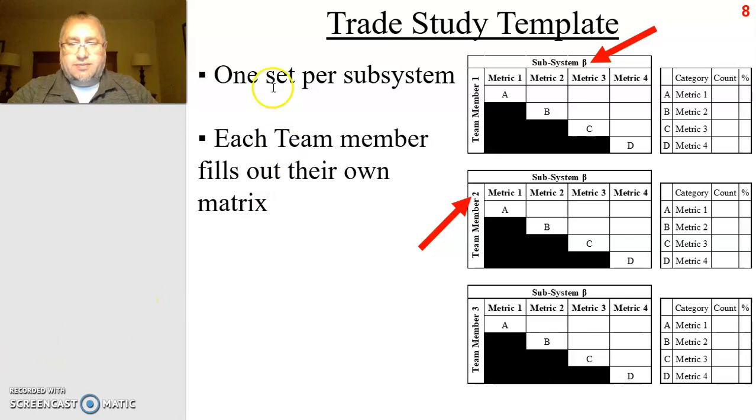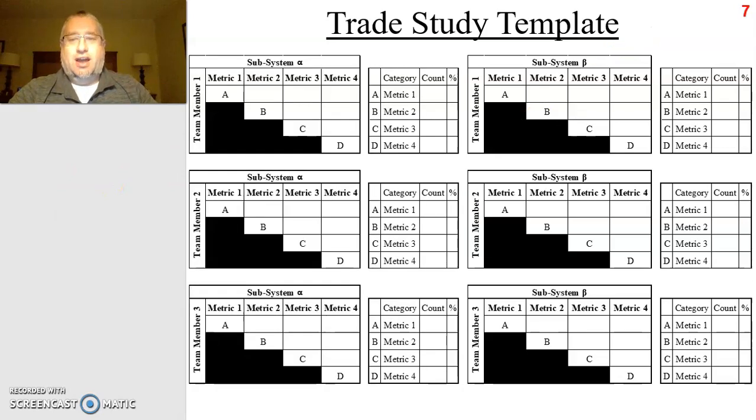And I just mentioned this, but there's one set per subsystem. And then the other thing that's important is that each team member fills out their own matrix, right? So you can see here I've got team member 1, team member 2, team member 3, and so forth. You probably have somewhere between 6 and 8 team members, so you're going to have somewhere between 6 and 8 of these individual matrices, and each team member is going to fill out their own matrix for each of the subsystems.